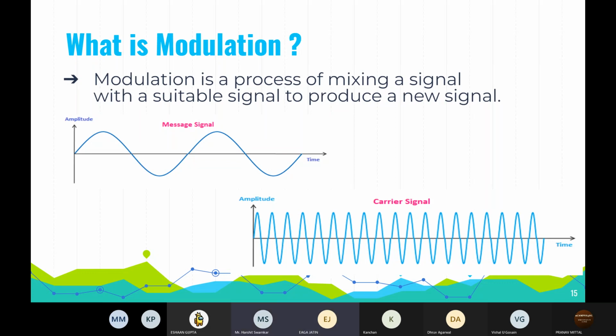Sir. Yeah. Sir, if we mix one signal into another, won't the carrier signal be incorrect?